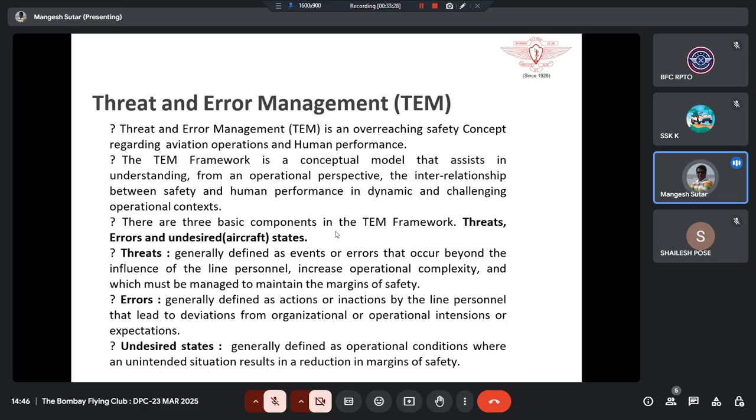There are three basic components in the TEM framework: threats, errors, and undesirable aircraft states. With respect to drones, we have seen a lot of undesirable states like GPS loss, remote control loss, or battery failure. Threats are generally defined as an event that occurs beyond the influence of the person, increases operational complexity, and must be managed to maintain the margin of safety. Errors are generally defined as an action or inaction by a person that leads to deviation from organizational or operational intentions or expectations.